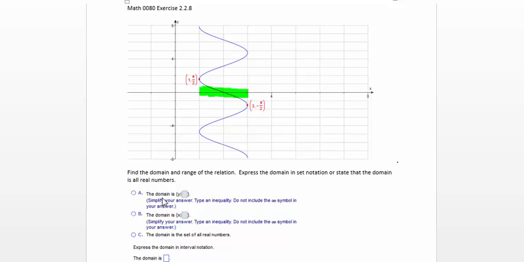So the domain tells me about x values, not about y, so I skip A and I go to B. And the domain is the set of all x such that x is bigger than or equal to 1 and smaller than or equal to 3.